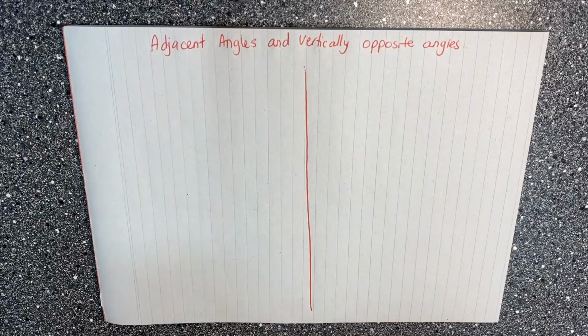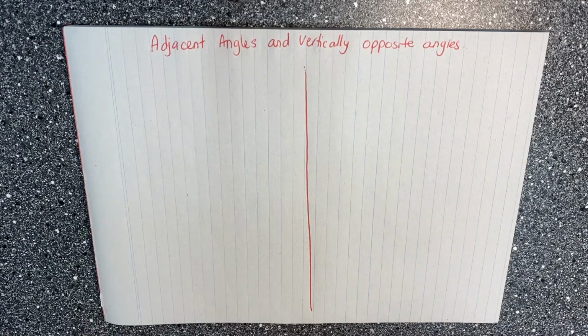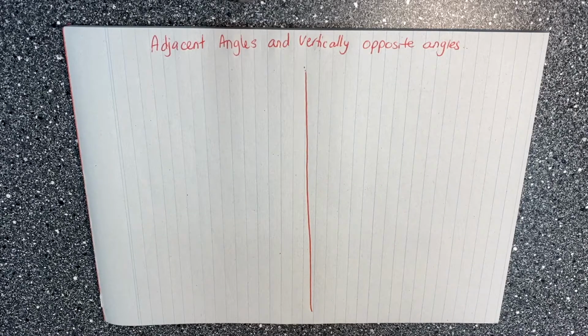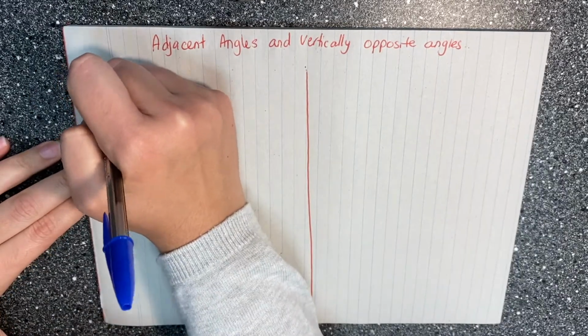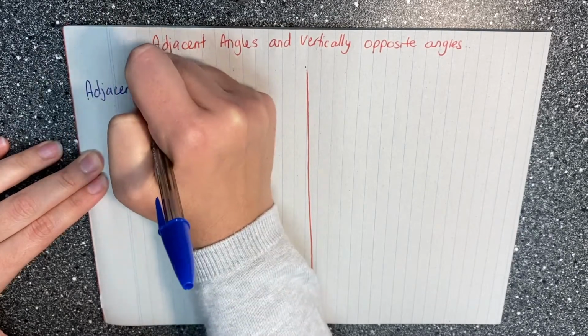Hey guys, welcome to today's lesson where we're going to be looking at adjacent angles and vertically opposite angles. So I'll just maybe get you to write these notes down in your book so that you can follow on from this content. There's a few new words or names that we're going to introduce in this lesson, and these are to identify and to classify different types of angles. So the first one that I want to talk about is an adjacent angle.